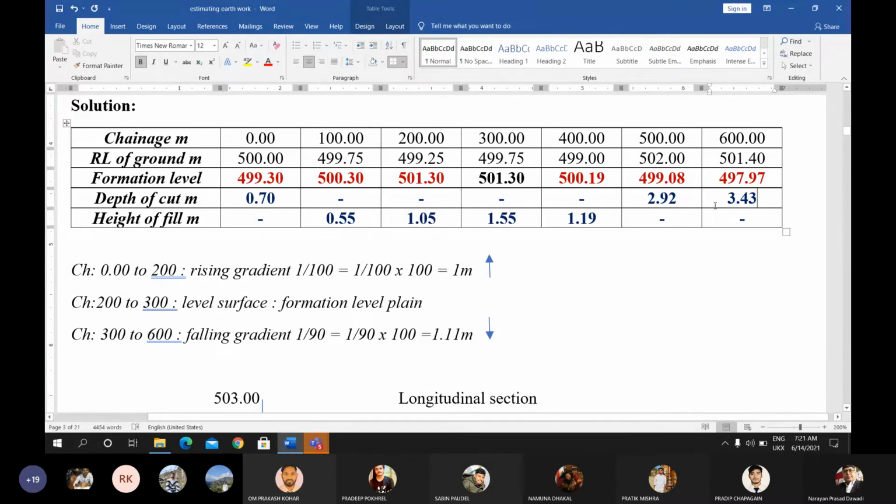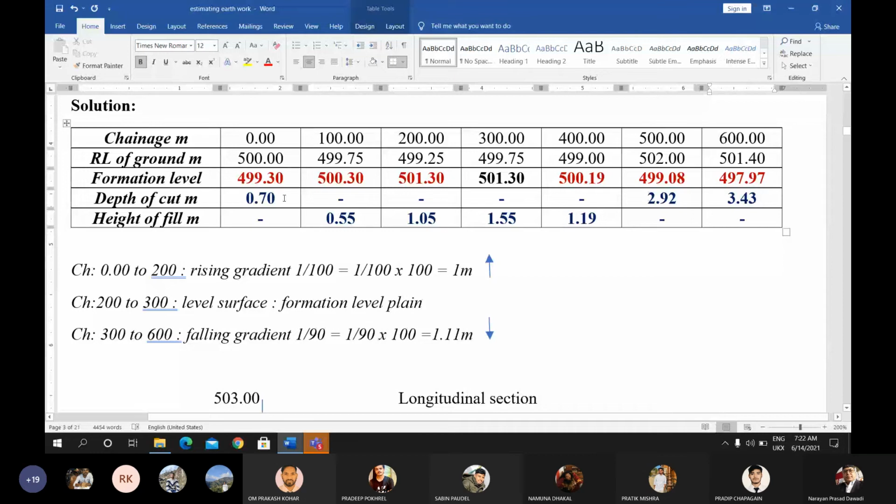Now look at the scenario of the depth of cut and fill. For the first channel, that is the 0 meter channel, there is depth of cut. For the second channel, 100 meter, there is height of fill. You cannot take the average value between 0.70 and 0.55 because the road is passing from cutting to filling between the 0 meter channel and the 100 meter channel.